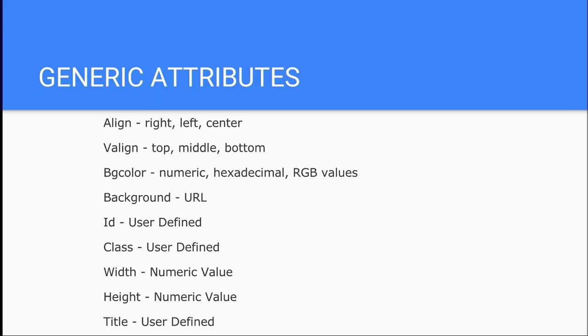The last generic attribute is title. This is also user defined. It pops up the title when you move your cursor over the particular piece of content, which we tried in the earlier example.